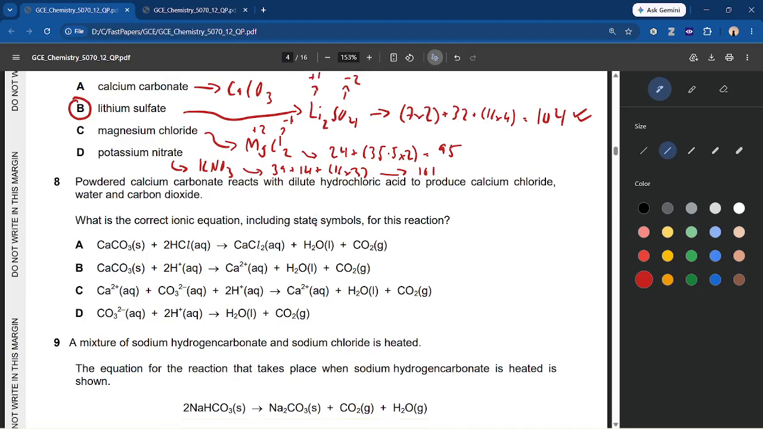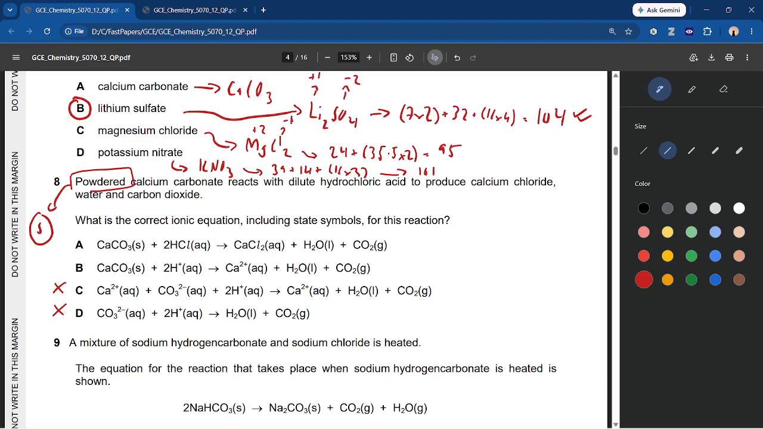Powdered calcium carbonate reacts with dilute hydrochloric acid to produce calcium chloride, water, and carbon dioxide. What is the correct ionic equation, including state symbols, for this reaction? First of all, you're starting with powdered calcium carbonate. Whenever you see anything powdered, that means it's going to be in the solid form. So automatically you can get rid of anything that says calcium and carbonate are in the aqueous form, because they are not. So we're going to start with calcium carbonate in its solid form.